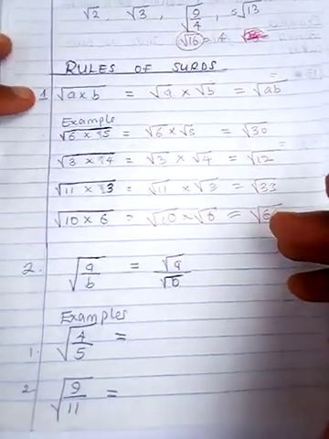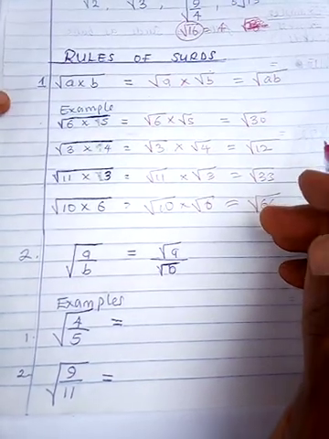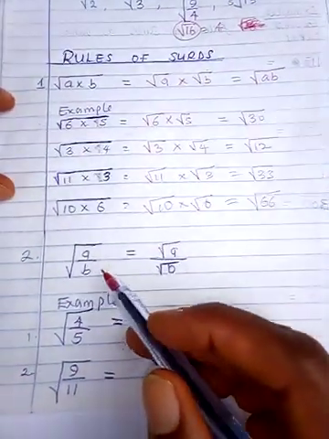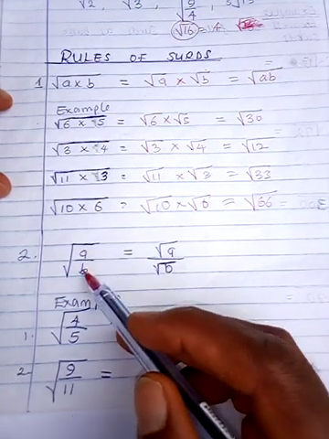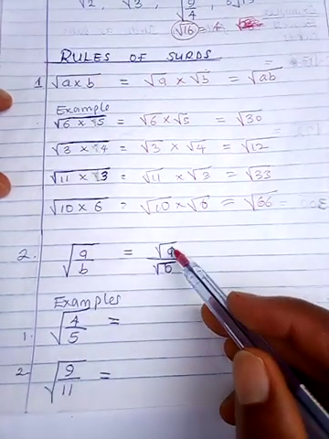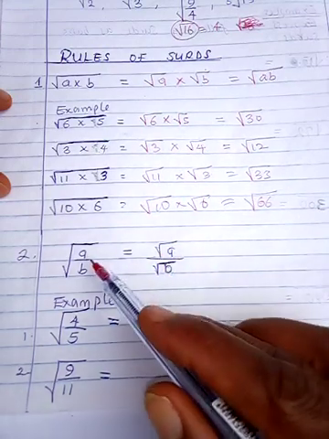Further, the second rule of surds is when you are finding the root of a fractional number. So when you have the root of a over b, it's the same as the root of a over the root of b. So we can write this here.